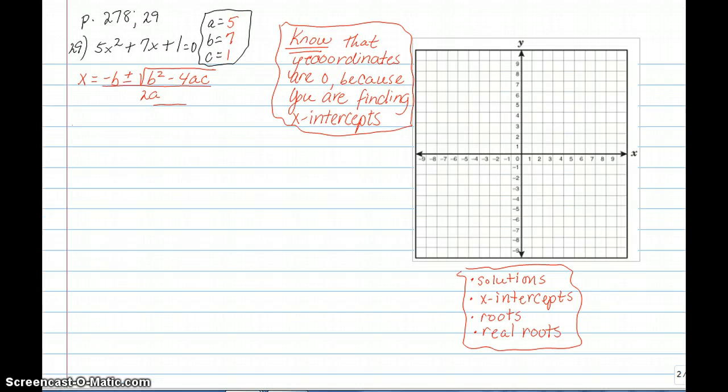Okay, from page 278, number 29, you have 5x squared plus 7x plus 1 equals 0. We first find the a, b, and c. A is 5, b is 7, c is 1. This is not new. And then we're going to use the quadratic formula.